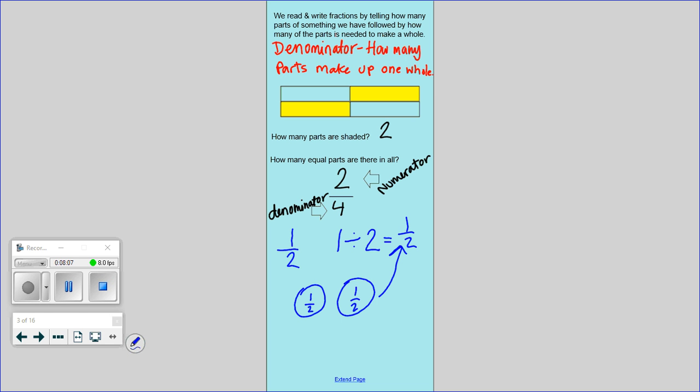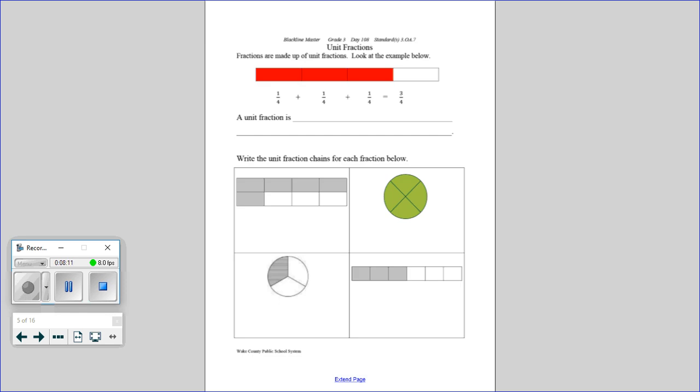So, Jackson, a unit fraction is the name of one piece in a fraction. So, for example, after you have that definition down, I'm going to redraw the same fraction bar I have. They have broken it up into 4 equal pieces, and they've shaded in 3.